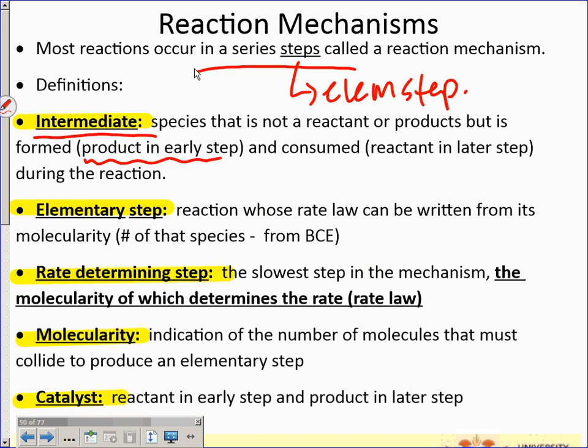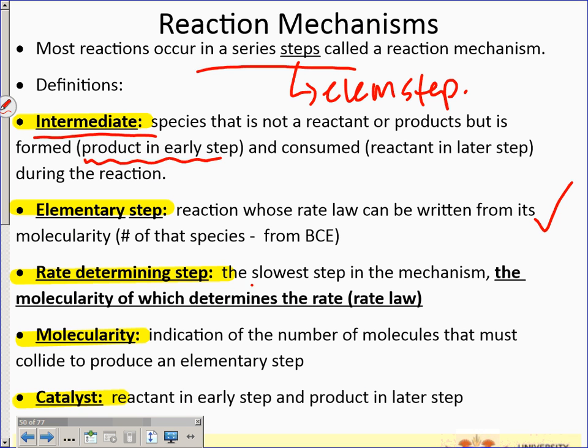We already explained kind of what the elementary step was. It's one single step of a mechanism which you could possibly write the order for straight off the bat from coefficients. Yeah? So fluorine atom was the intermediate from the... Yes, fluorine atom I think was the only intermediate in that last one. Yep.